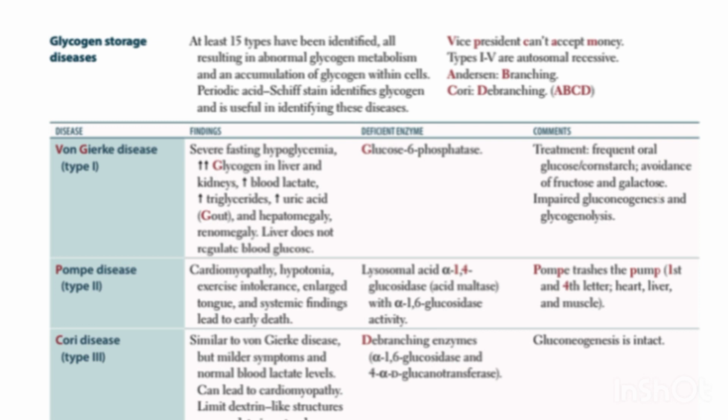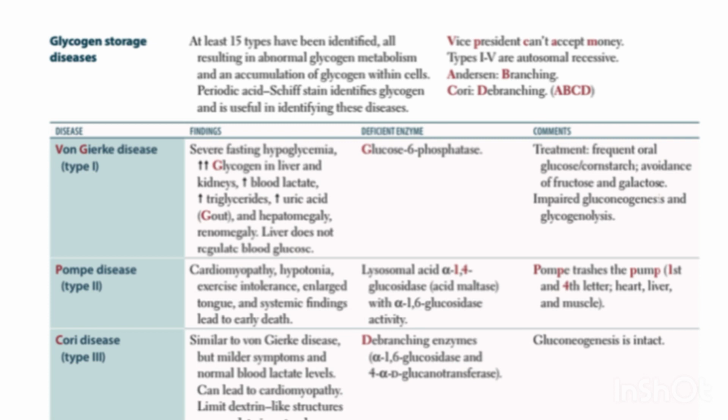Pompe's disease is type 2 glycogen storage disorder. The enzyme deficient is acid alpha 1,4-glucosidase. It is also a lysosomal storage disorder. Clinical features are cardiomyopathy, hypotonia, exercise intolerance, enlarged tongue, and systemic findings leading to early death.